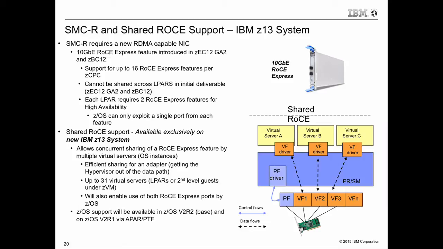With this support, we will also be able to use both ports on the ROCE Express feature. Both ports can be used concurrently, and in many cases they can be shared across multiple LPARs. Now, the z/OS support for this. We talked about the hardware: you need to be on the new IBM z13 system. In addition, the z/OS support that will enable this is planned to be released on V2R2. It will be part of the base, so when you get z/OS V2R2, that support will be inherently in TCP/IP. Or if you're running today on z/OS V2R1, there will be new maintenance available through a PTF and APAR in the not too distant future that will enable that support on 2.1.